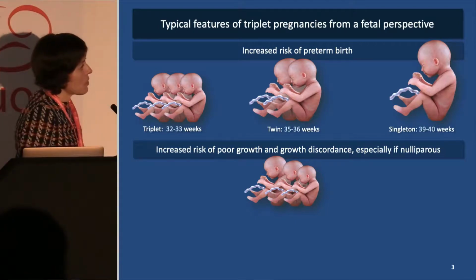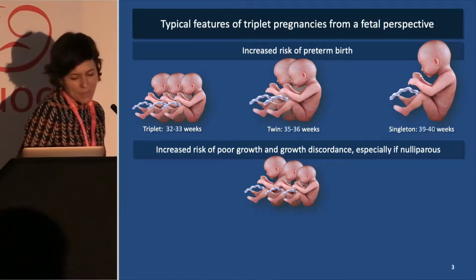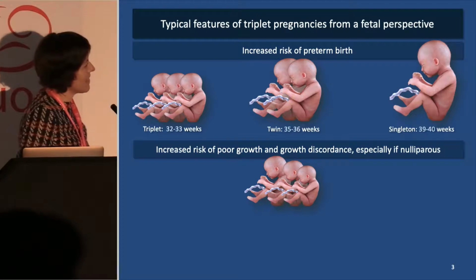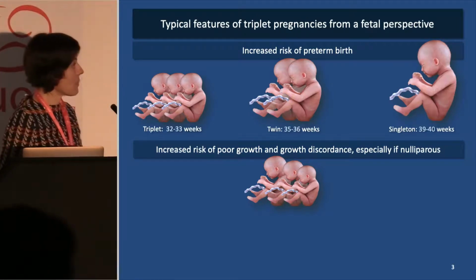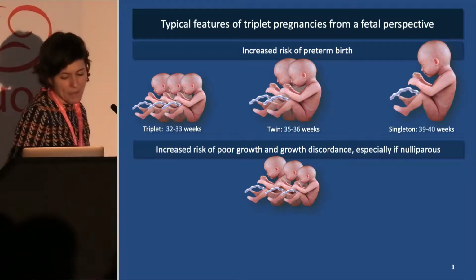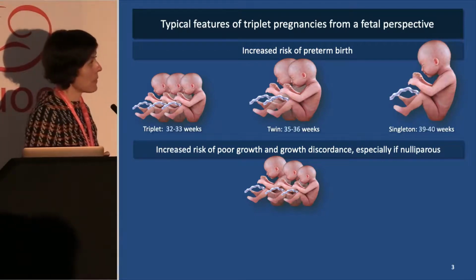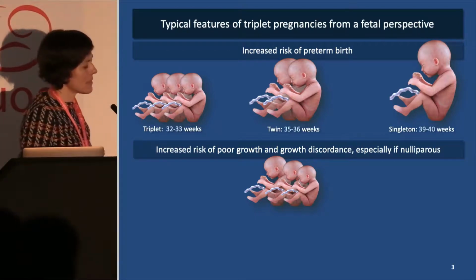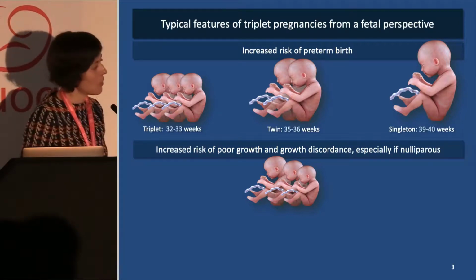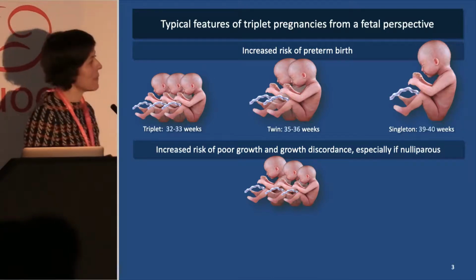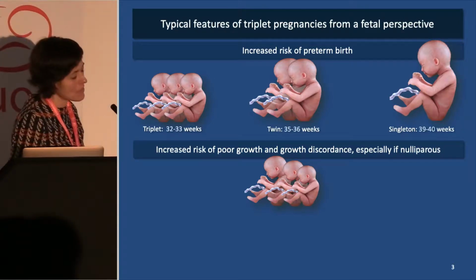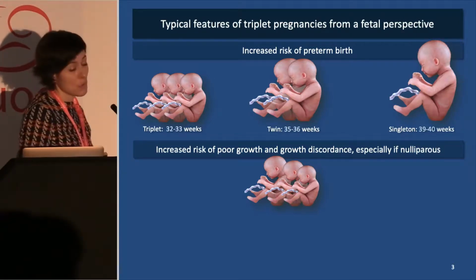Also, besides the risk of very preterm birth, we also know that growth is less well. The babies don't grow that well in a triplet setting, especially if it's mom's first pregnancy. Then we see most growth problems occurring. And so the ideal mom to carry triplets is a woman who already had a successful previous pregnancy or successful previous pregnancies.